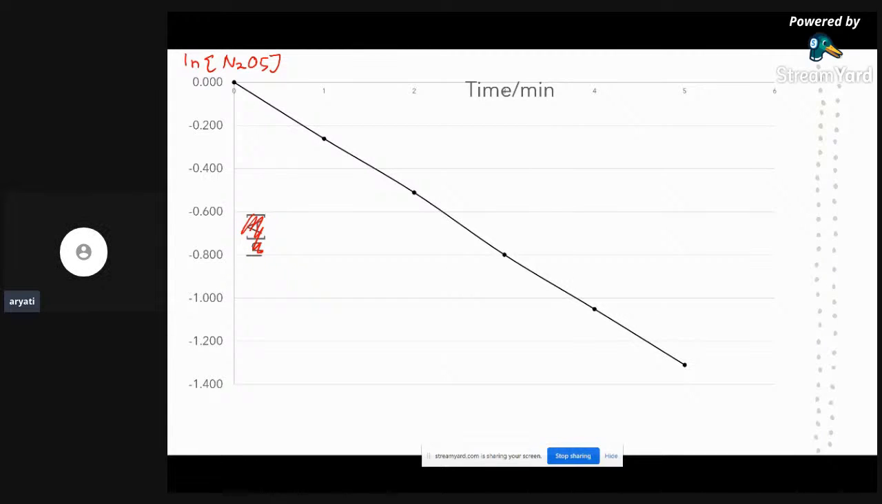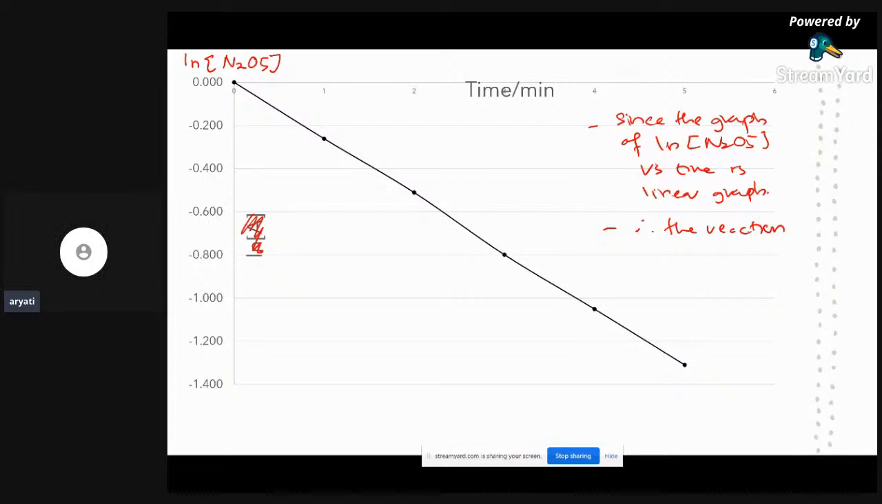So since the graph of ln concentration of N2O5 versus time is linear graph, ataupun kamu boleh cakap straight line graph, so therefore the reaction is first order reaction.